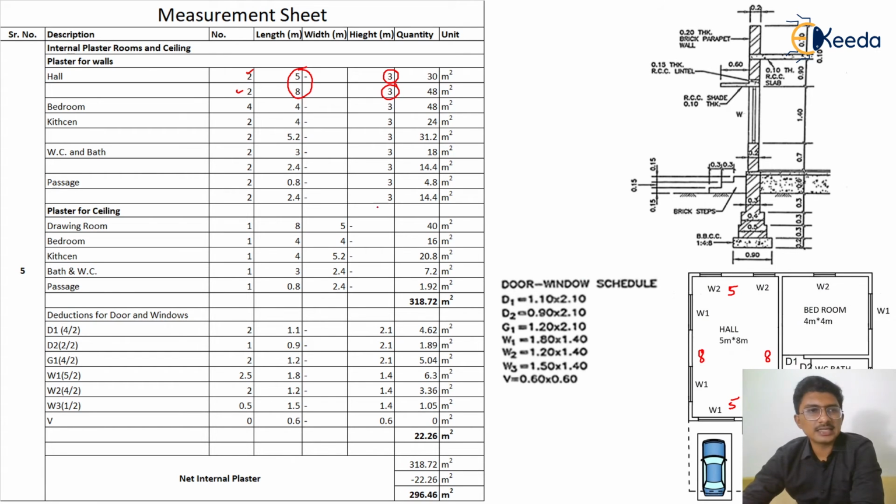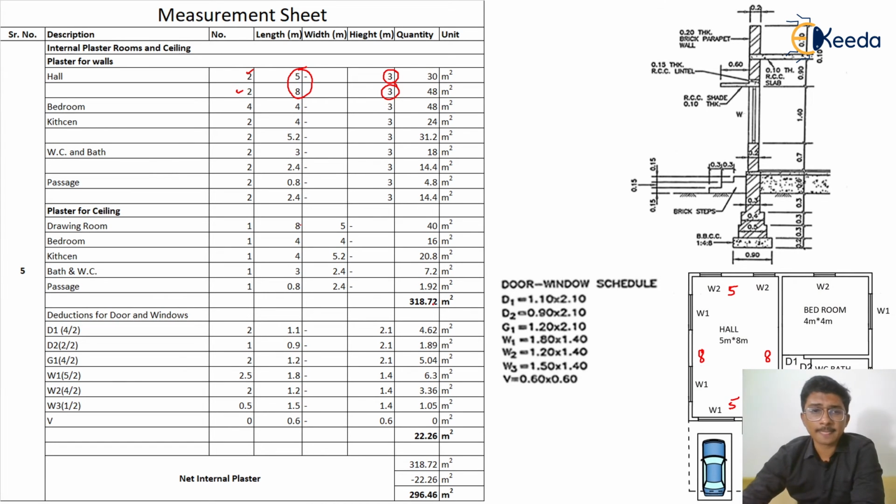And for the plastering in the ceilings, we need to just take the overall surface area. If we are looking from the top, what is the surface area that the room is going to have, that we are going to use: 5 by 8 for the hall, then 4 by 4 for the bedroom, kitchen 4 by 5.2, and the multiplication of this will give us the total addition, that is this much plastering I need to do.